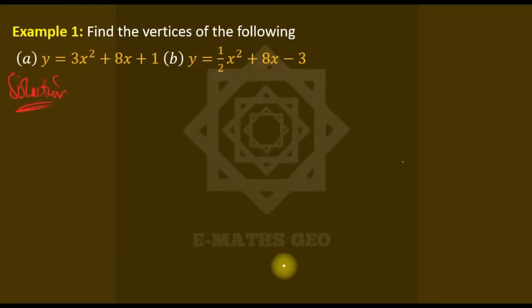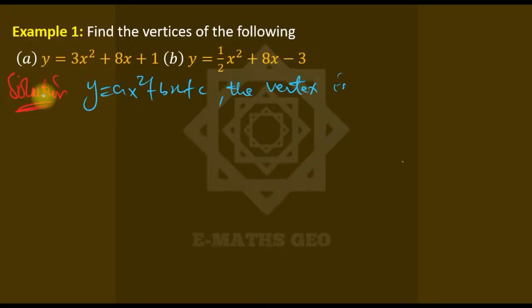Find the vertices of the following. As I've said before, if you are given y equals ax squared plus bx plus c, the coordinate of the vertex is minus b over 2a, comma, c minus b squared over 4a. We've gotten a general formula for that.